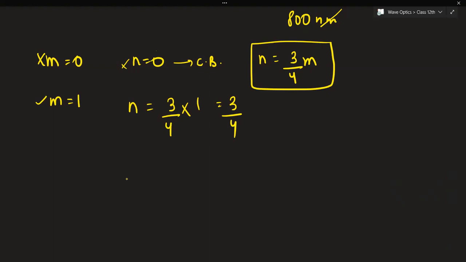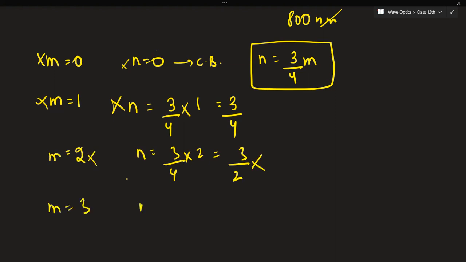Can you ever get 0.5 fringes? 3 by 4 is actually 0.75. So will you ever get values like 0.7 fringes? No. 3 by 4 is itself a fraction, which means this value is not possible. Moving on to the next number. This becomes 3 by 4 into 2, that becomes 3 by 2. Again, a fraction, you cannot have it.